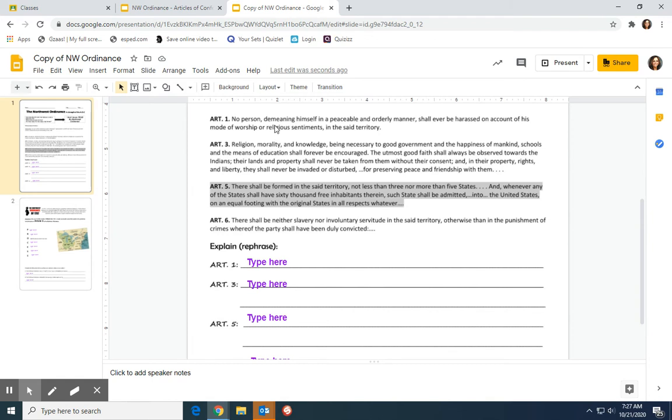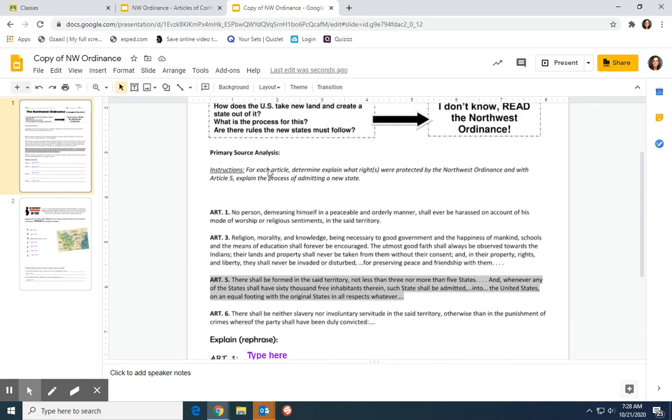No person demeaning himself in a peaceful and orderly manner shall ever be harassed on account of his mode of worship or religious sentiments in the said territory. So it said that all of these different articles, these different parts of the Northwest Ordinance, tell us the rights of people in the new territories. Remember, a territory is not a state. A territory is just land we own that is going to eventually become a state.